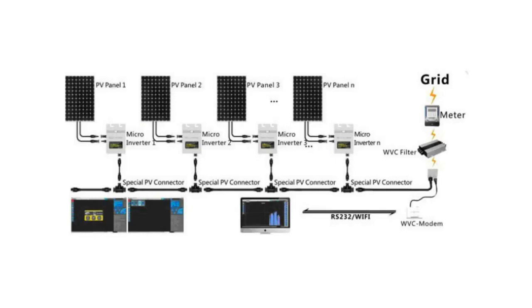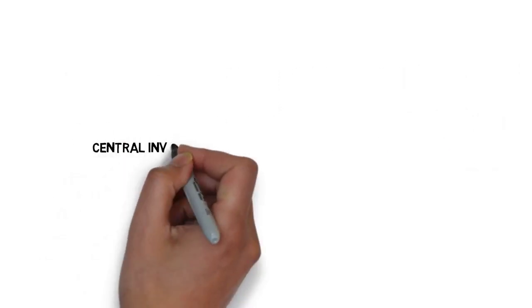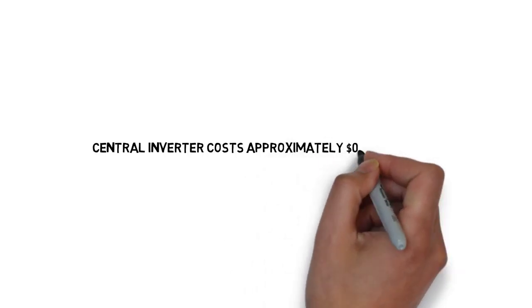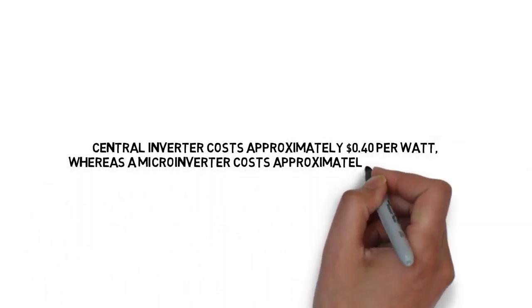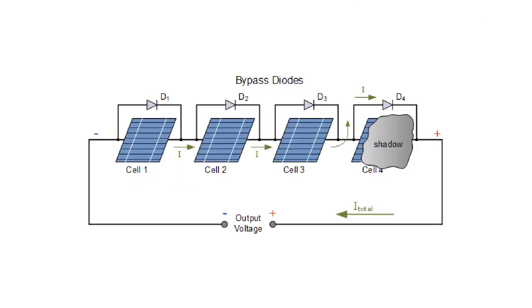The disadvantage of microinverter is that the cost of electricity per watt increases. It has been reported that central inverters cost approximately 40 cents per watt, whereas microinverter costs approximately 52 cents per watt.